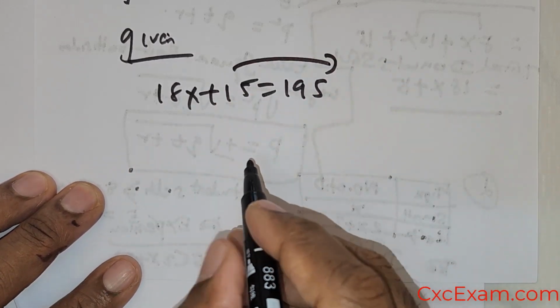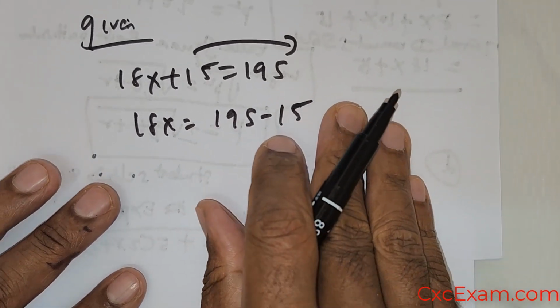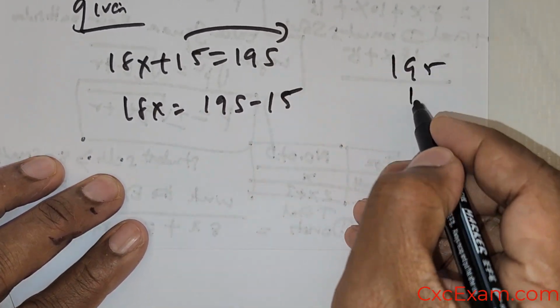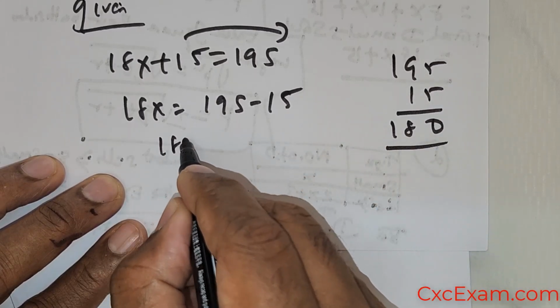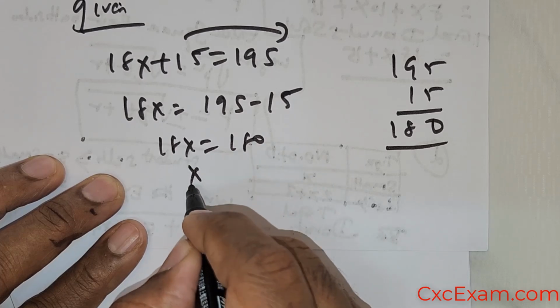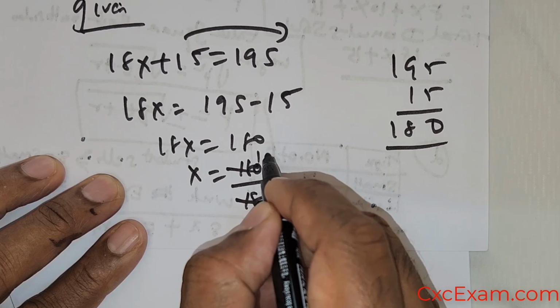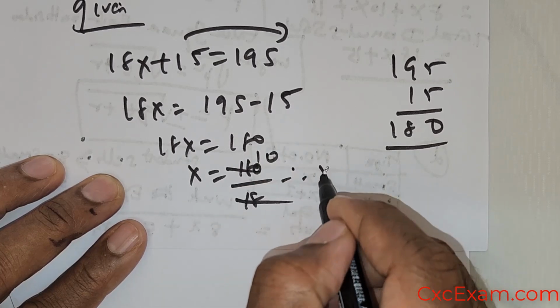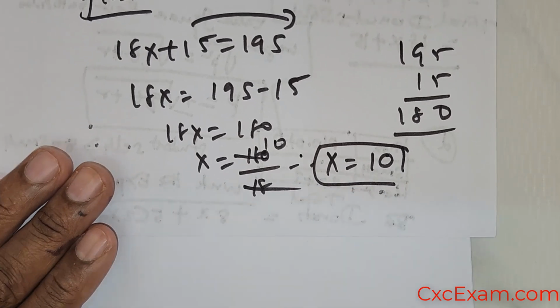You move this 15 to the other side, you get 18x is equal to 195 minus 15. So from 195 you take away 15, what do you get? 180. So 18x is equal to 180, x is equal to 180 divided by 18. This divides 1 and you have a 0 there. So therefore x is equal to 10. Now x is equal to 10 is in the small box, right?